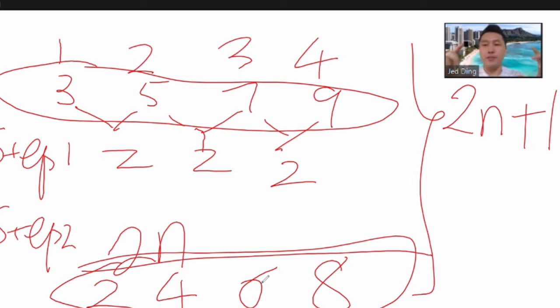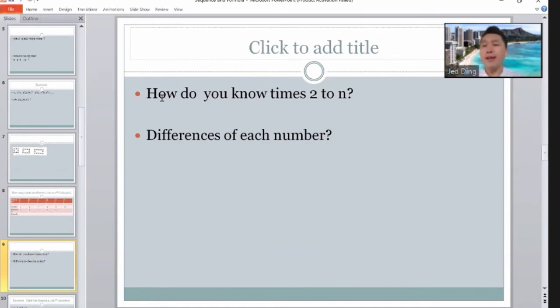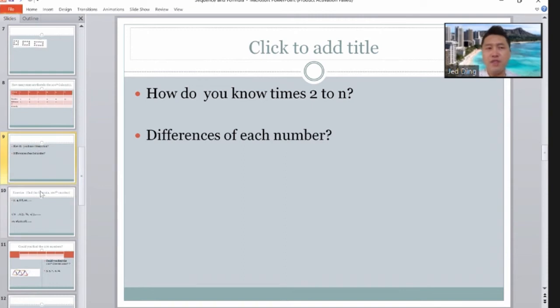Take a picture of this page. Very, very important to conclude, to have an assumption of what the formula will be. Remember the steps. Step 1, find the difference of each item. Step 2, if the difference is 2, we use 2n. If the difference is 3, we use 3n. Then find out what the relationship is between the first column and the second column. Based on the difference, write down the formula. How do you know it is 2n? Use the difference of each number. How do you know it's 3n? Use the difference of each number.